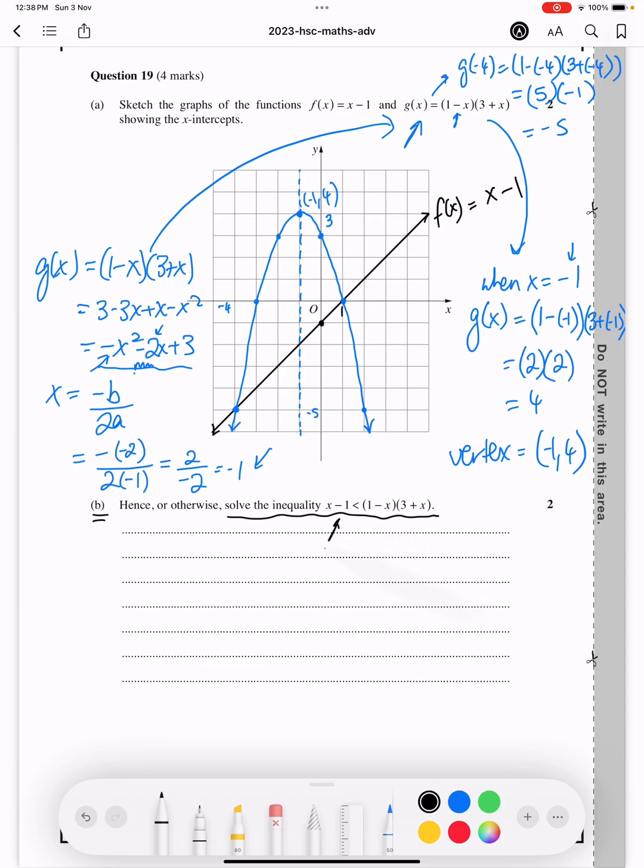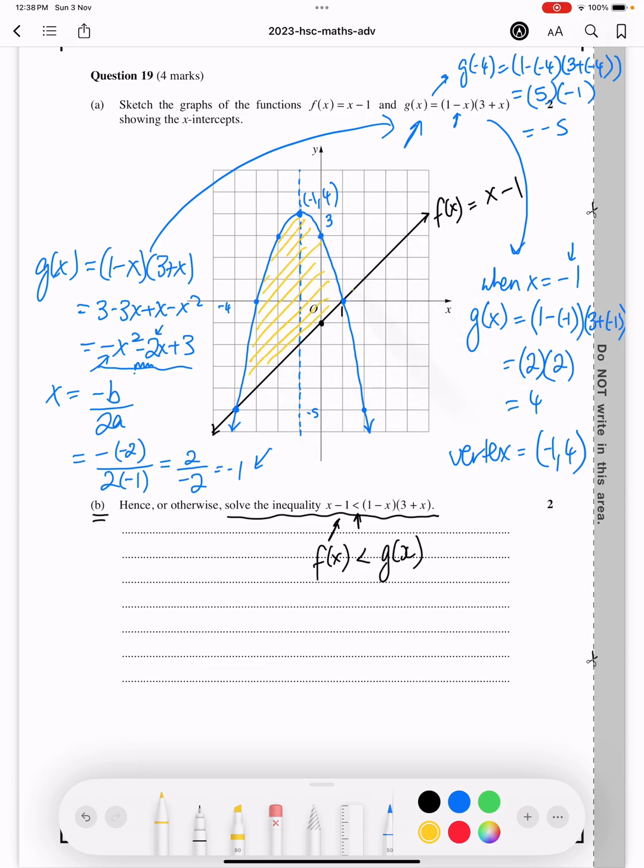I can see that the x minus 1 was f of x. Here's the less than. And this 1 minus x, 3 plus x was g of x. So in other words, for which x values is f of x, which is our black line over there, less than g of x, which is our blue parabola? Where does it lie under? Where is our line under our parabola? And we can see that that occurs in this particular region here.